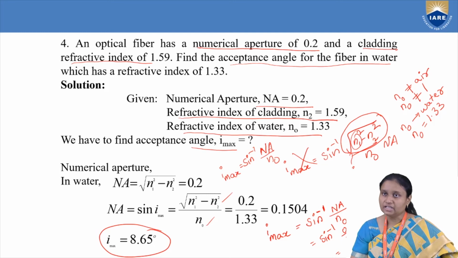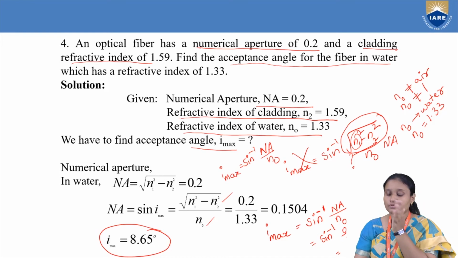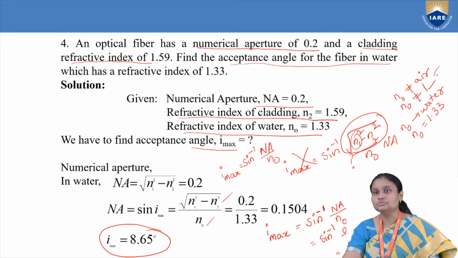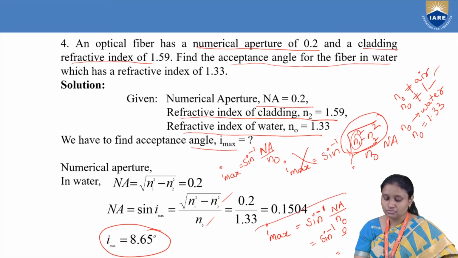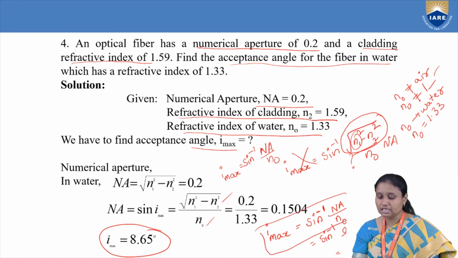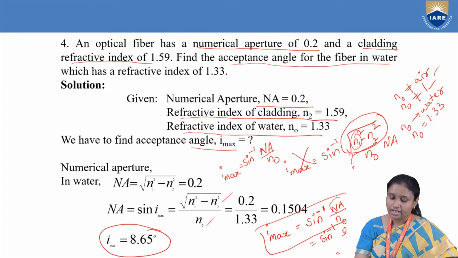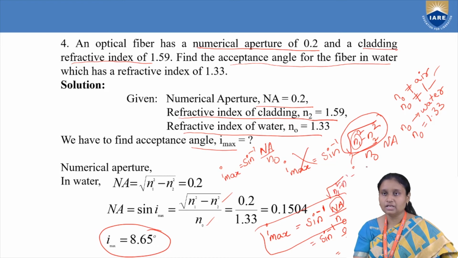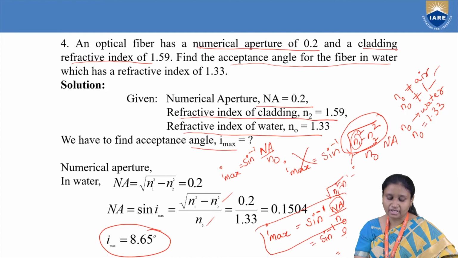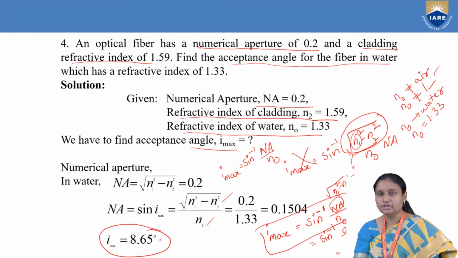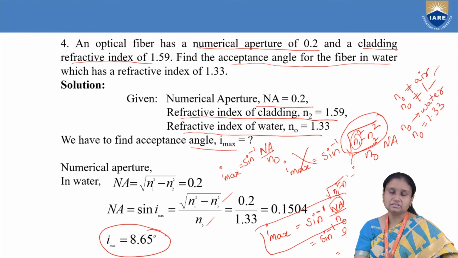Suppose nothing is mentioned about the outside medium, what is the medium outside? Then we have to consider it to be air and take it to be 1. Because here it is mentioned that it is in water, that's why we have to make use of this formula. So acceptance angle is sine inverse of numerical aperture by n0, and of course our numerical aperture is square root of n1 square minus n2 square. If you do it, our acceptance angle comes out to be 8.65 degrees. Again, we can write it in degrees and minutes also by converting this 0.65 degrees into minutes, just multiplying it by 60. So this is our fourth numerical problem.